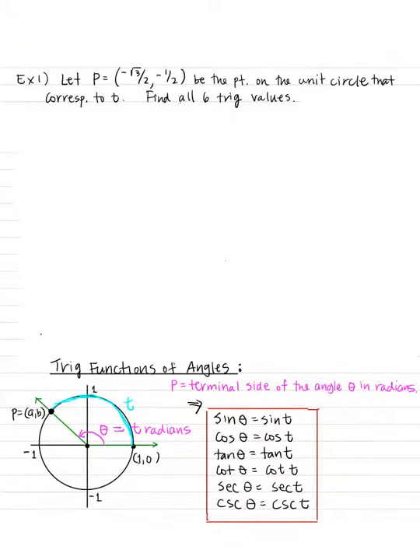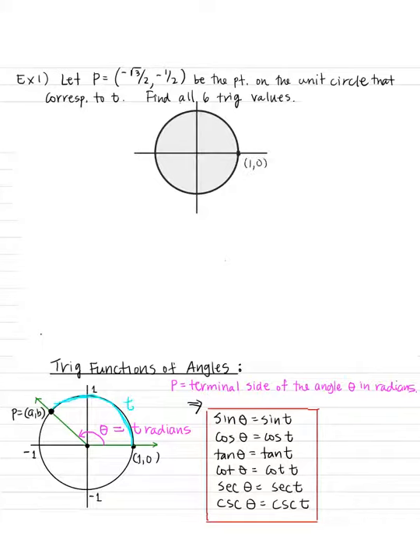Okay, let's do an example. Let P be the point on the unit circle that corresponds to t. Find all 6 trig values. Okay, so let's try to understand this by drawing the picture. Okay, so let me just do it like this. All right, anyways, so this point is 1, 0 because we're talking about the unit circle.